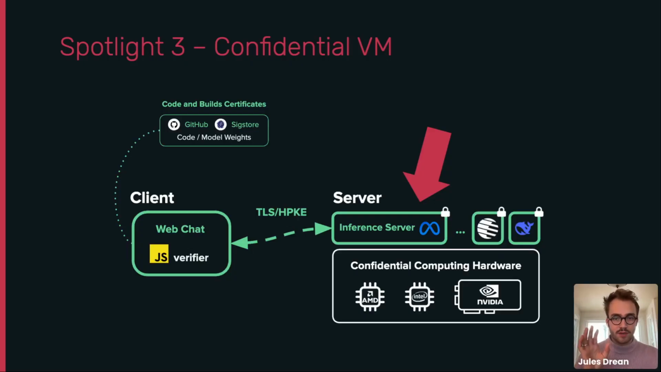Okay, should we move to the next spotlight? Yes. Okay, and so spotlight number 3 is confidential VM.